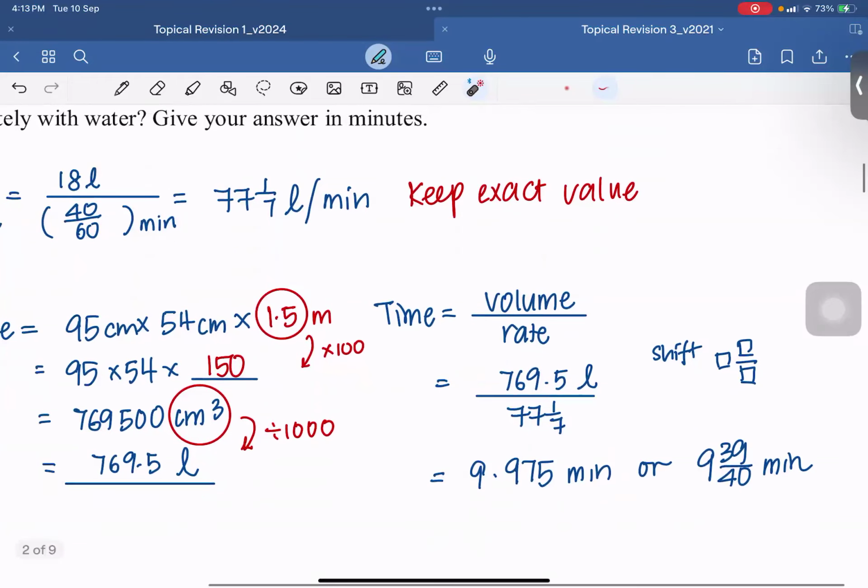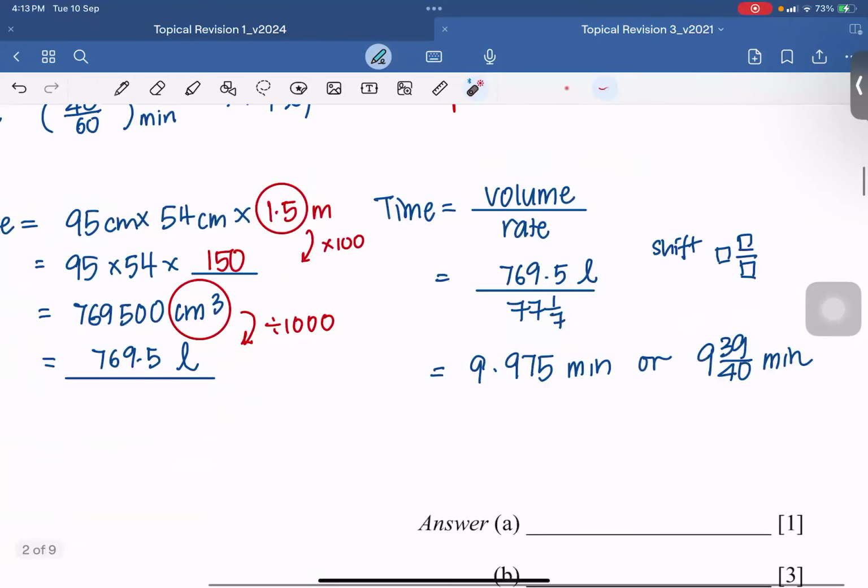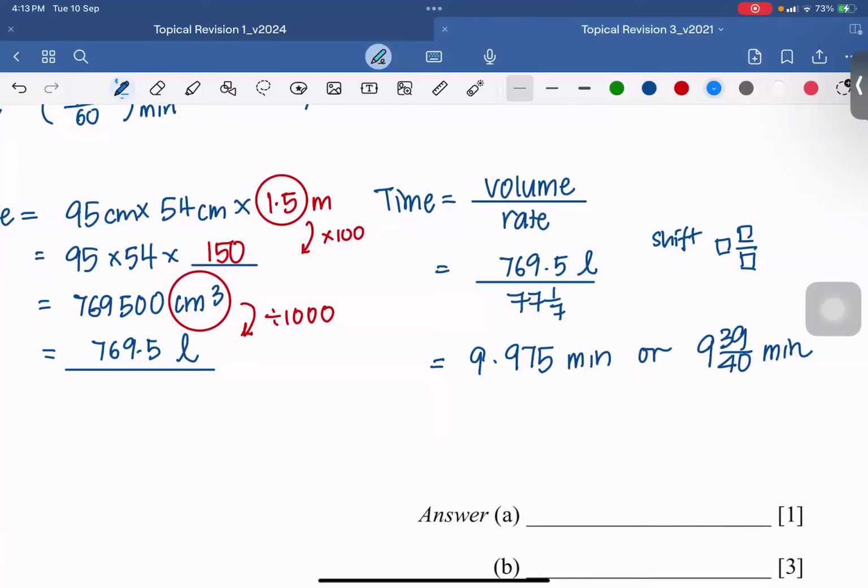Okay, if the question says give your answer in minutes and seconds, I'm going to sidetrack a little bit. If the question says change to minutes and seconds, I will have 9 minutes. Then this portion here will be 0.975 times 60 to give me the amount of seconds. It's not 98 seconds. It's 0.975 times 60 to change it to the nearest second. That will be approximately 59 seconds. Actually, it's 58.5, but it'll be approximately 9 minutes and 59 seconds.